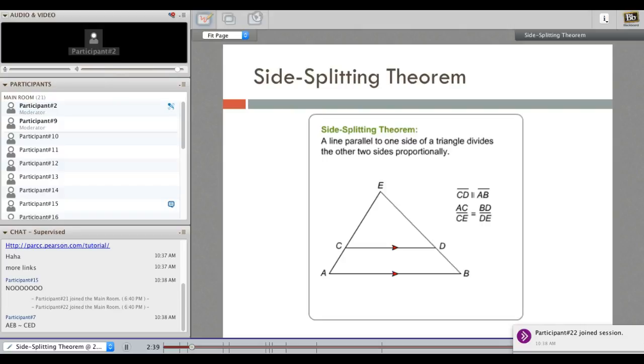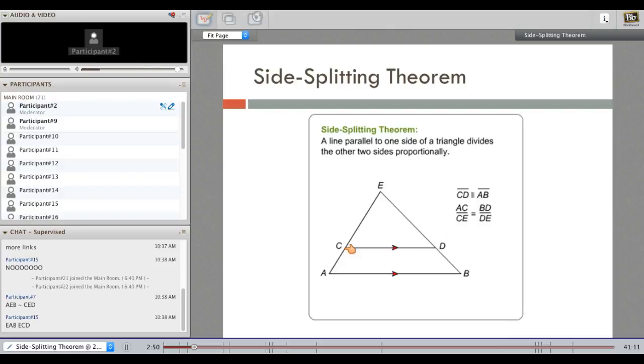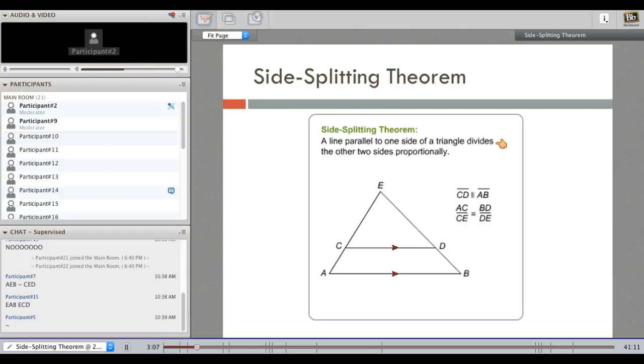Okay, Will says triangle AEB and CED. Very good. So you have the big triangle on the outside, and then there's one inside of the larger triangle, CED. Okay, good. And I love how Will put the little tilde, the squiggly, because that means similar, and that's what the side-splitting theorem does say, although it doesn't specifically say it, but it is true. So good job, Will. You read into that these two triangles are going to be similar.